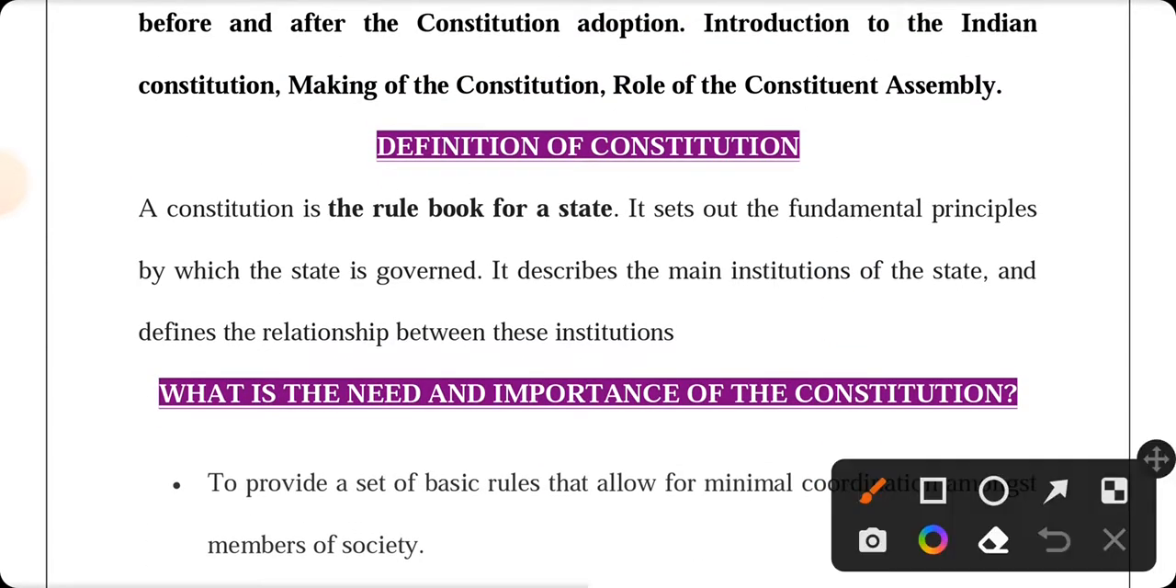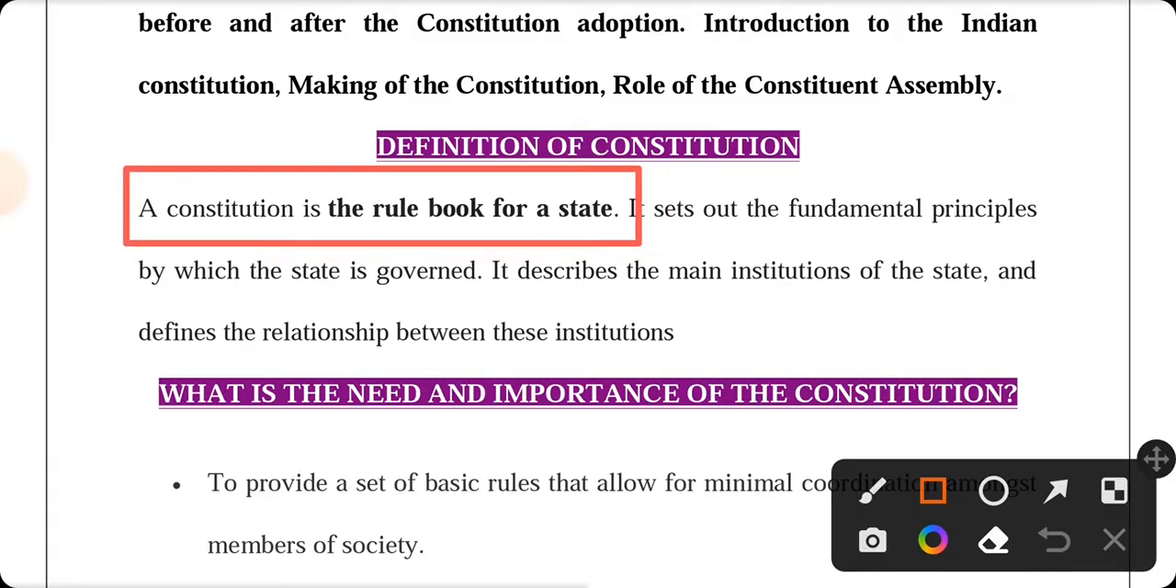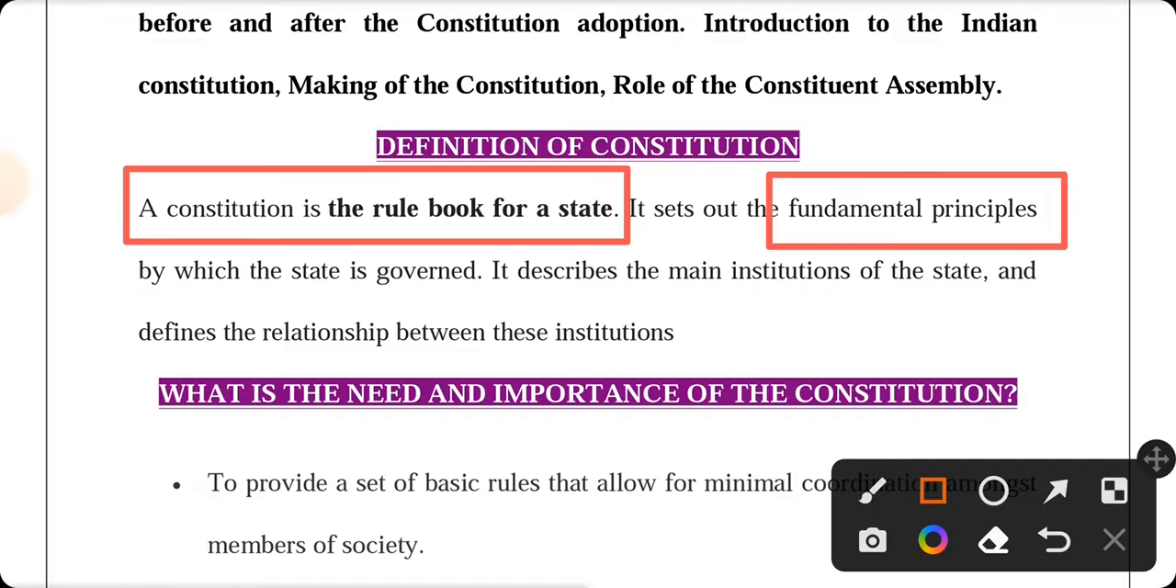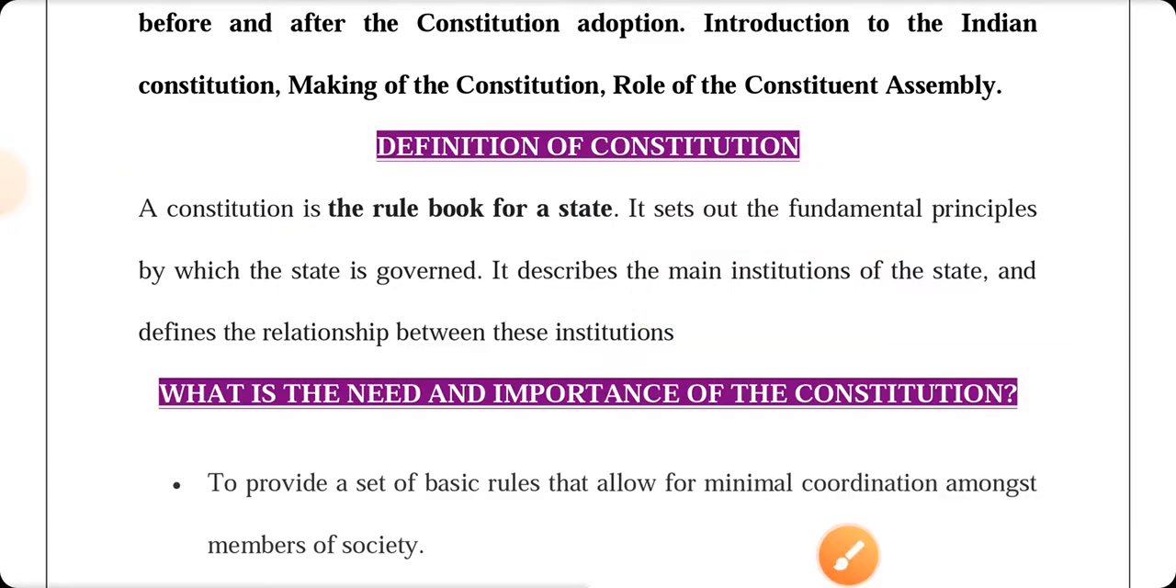The first content is the definition of Constitution. Constitution is nothing but a rule book for the state and the center by which the country can run. Right? It sets out fundamental principles and guidelines to the state as well as to the center. It describes the main institutions of state and center and defines the relationship between these institutions. This is the definition of Constitution.